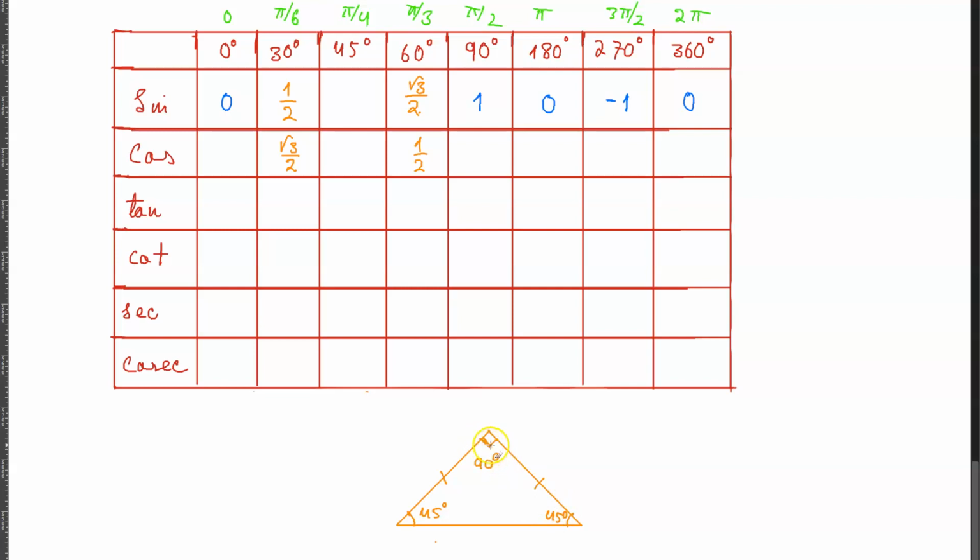Now, in this triangle, what I can do is that I can drop a perpendicular to this side, and if I say that this side length is 1, this side length is also going to be equal to 1.